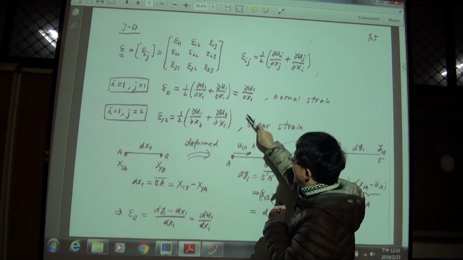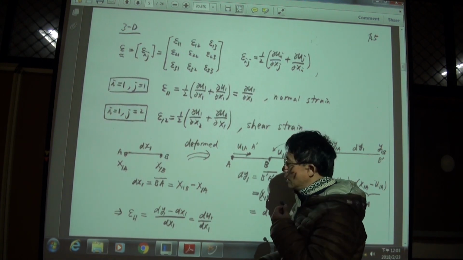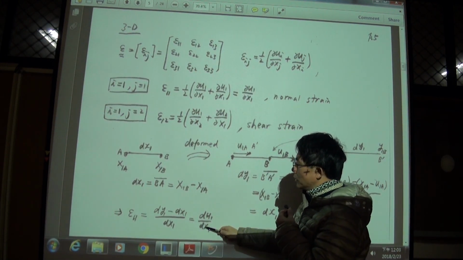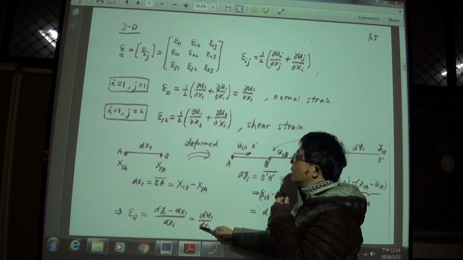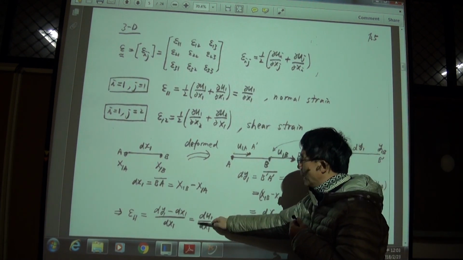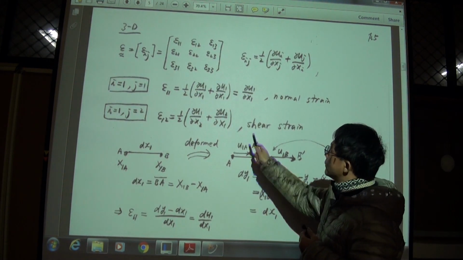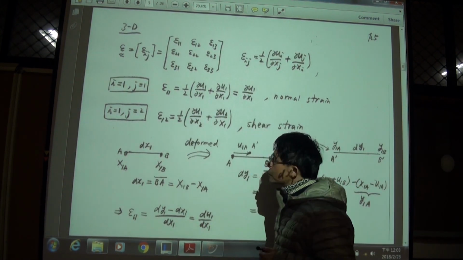Okay, because in a more formal notation, we shouldn't use the total differentiation here. We use the partial differentiation here. So we replace this one by this one. This is the physical meaning of this term.